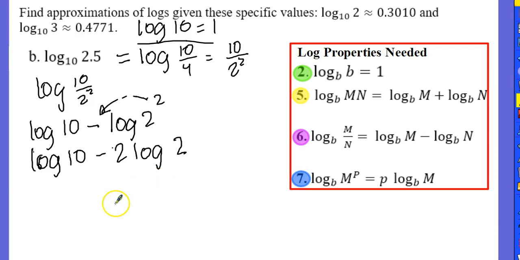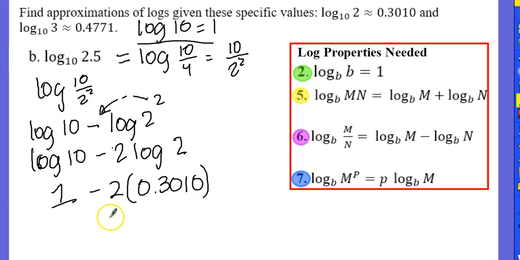And now that I have them totally separated, I know the log of 10 is 1. And this is 2 times, so minus 2 times 0.3010, which I can then in turn plug into my calculator. So that was substitution. Here's substitution. 0.3980. Notice that I went to 4 decimal places. The 0 is insignificant at this point, but it doesn't matter. That's the rule when you're doing logs. You go to 4 decimal places.